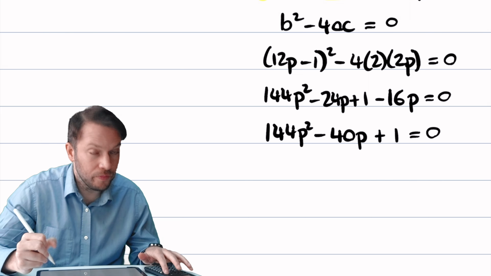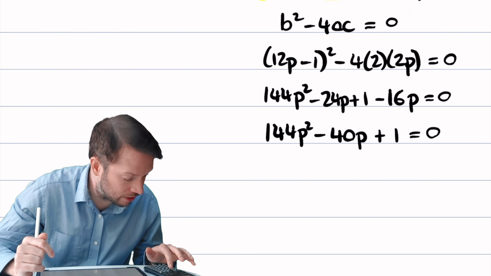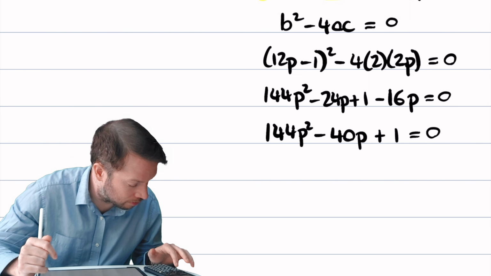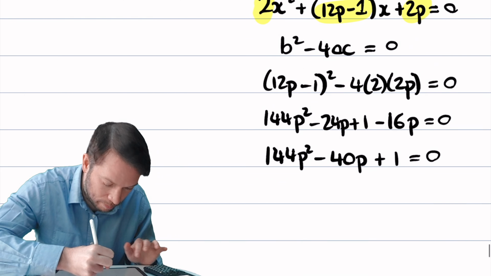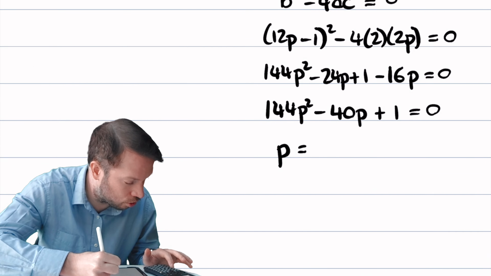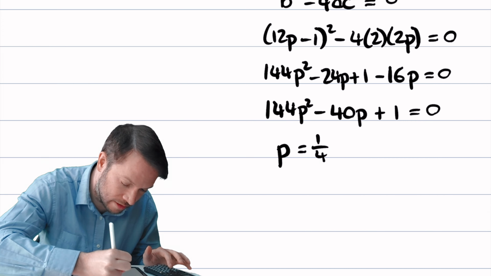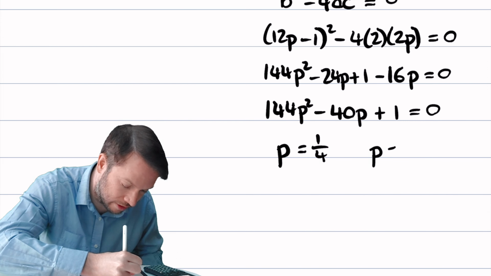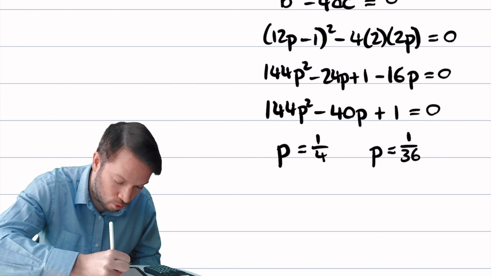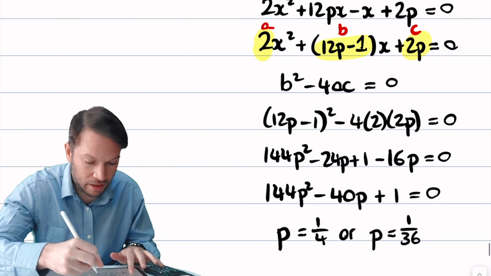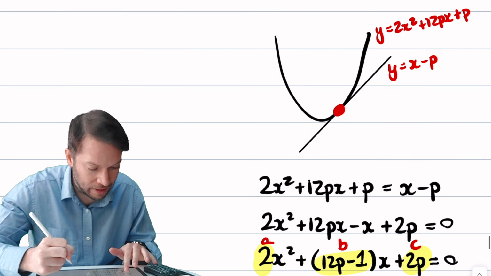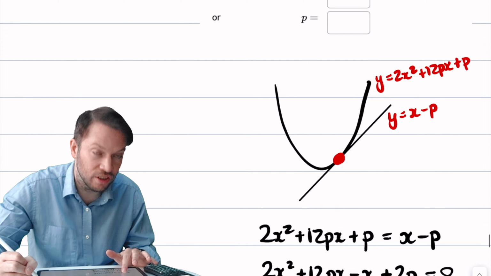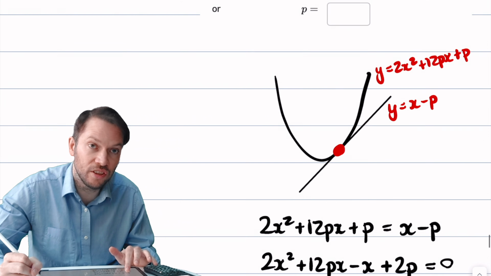And then I would just use the quadratic solver in your calculator for this. On my particular one, I'm going to go to the menu, to the equation solver, and that gives you solutions for p of a quarter and 1 over 36. So p is a quarter or p is 1 over 36. So that's the solutions to this. There's two different values of p where you're going to get just one point of intersection for these two graphs.